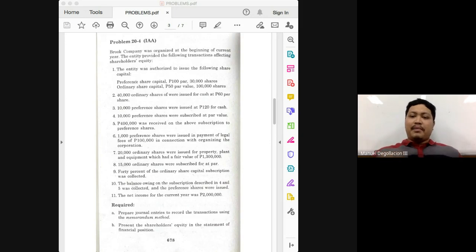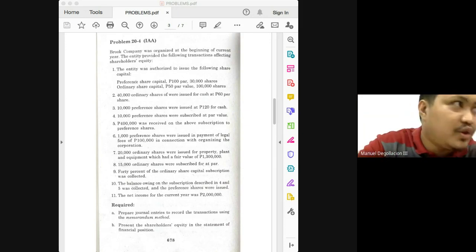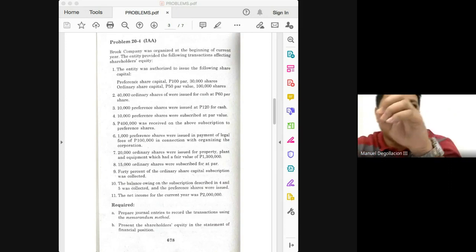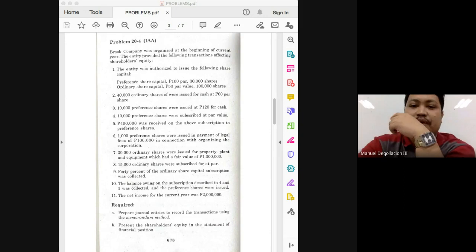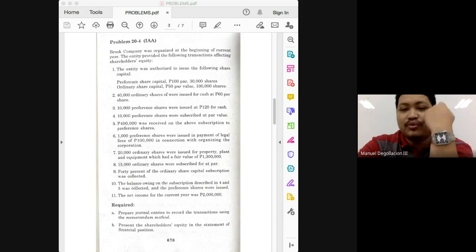Okay, number 10, the balance owing on the subscriptions described in number 4 and number 5 was collected, and the preference shares were issued. So we'll be preparing 2 entries here, class. First one, to record the collection. Second, to record the issuance of the preference shares. For number 10, you should compute first as to the balance. If you will not be able to get the balance, then definitely you will get the entry here wrong.